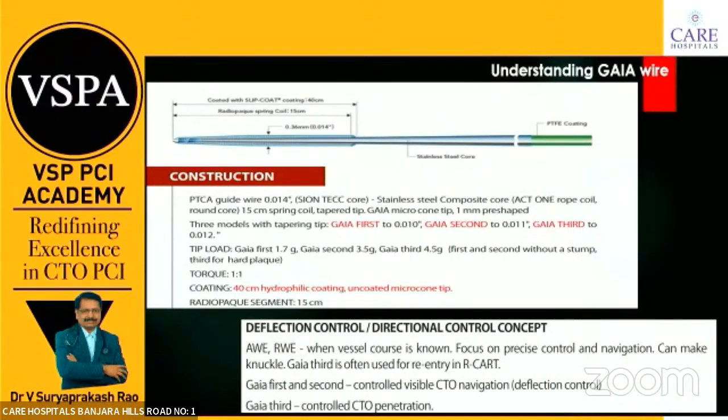And the important thing, as we already knew, is that there is a micro cone tip. The microcone tip is non-hydrophilic. The rest of the wire is hydrophilic. So it does not go subintimal so easily unless you really penetrate and push it. The major advantage is we use a Gaia when we want very good tip control because of the 1:1 torque transmission.